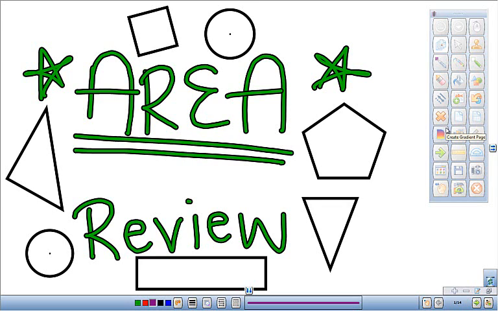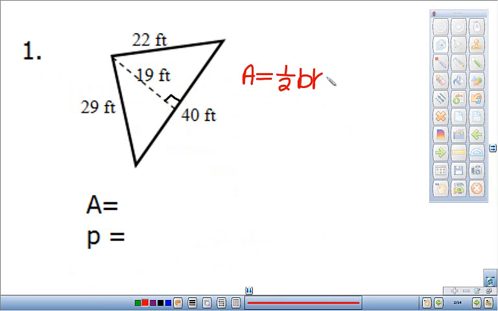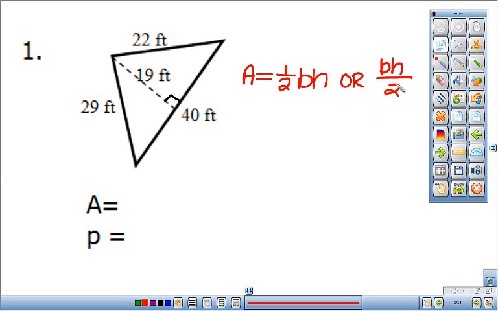Alright, this video is going to cover area of different shapes, including triangles, trapezoids, kites, circles, regular polygons, and parallelograms. Okay, this first one is a triangle, and the formula for area of a triangle is 1/2 base times height, or again you may see it written as base times height divided by 2. Okay, those are the same thing, multiplying by half or dividing by 2.